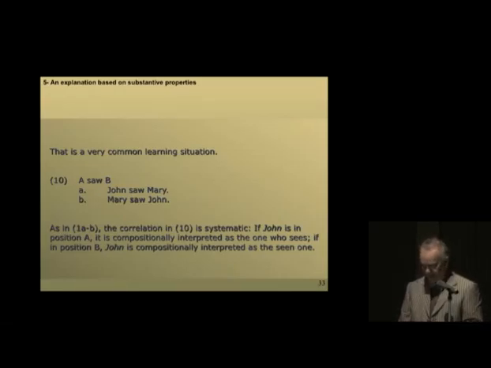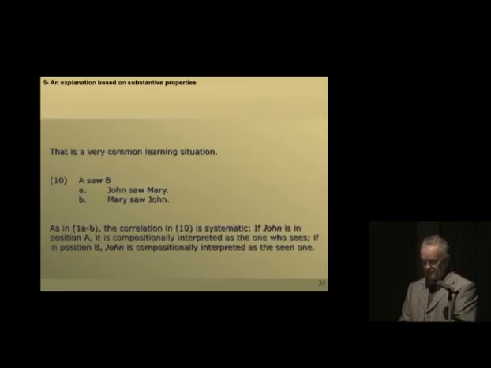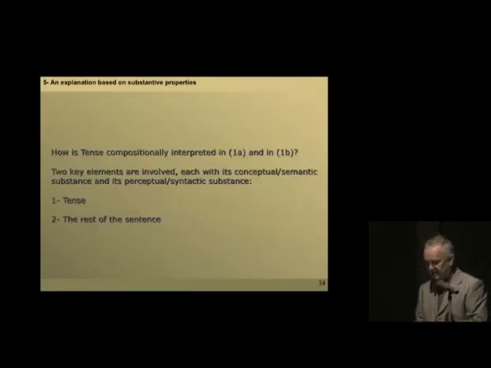Okay? Now, how is tense compositionally interpreted in 1A and 1B? I think it's in the same way as what we find in the John and saw Mary example. So in order to figure that out, what is taking place when tense is involved, we have to look at the key elements that are involved, each of which has a conceptual semantic substance side of things and a perceptual syntactic substance side of things.